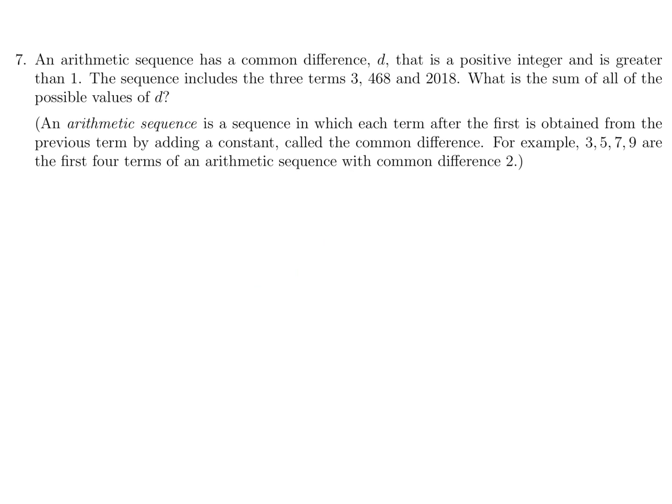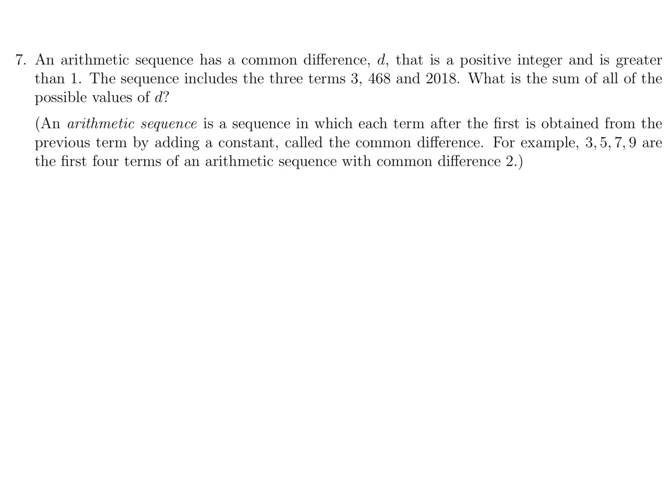An arithmetic sequence has a common difference, d, that is a positive integer and greater than 1. The sequence includes the three terms 3, 468, and 2018. What is the sum of all the possible values of d?